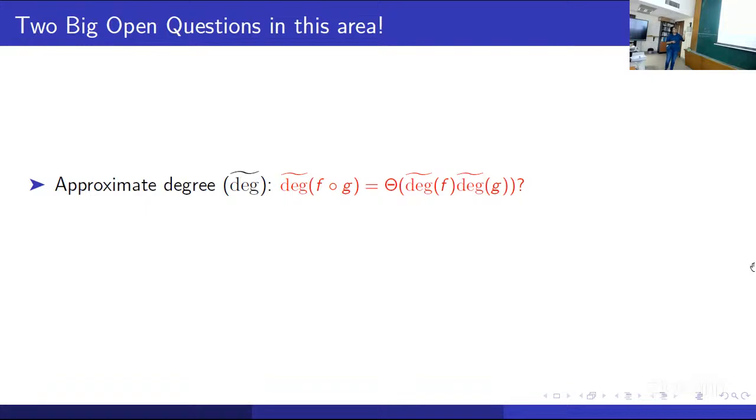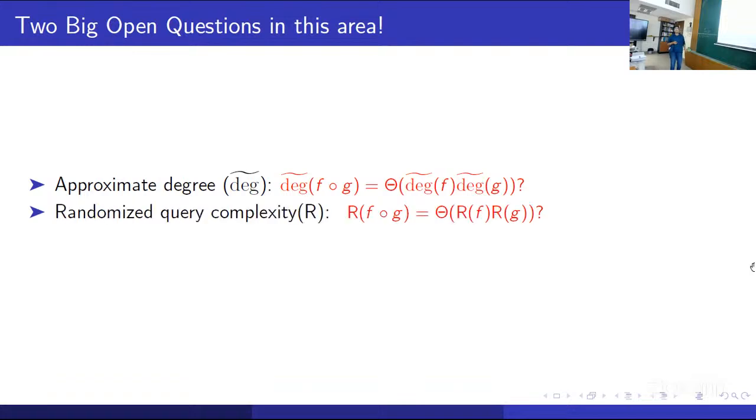Except there are two big open problems where we don't yet understand how they behave under composition. One is approximate degree and the other is randomized query complexity. Both are very classical, well-studied and old complexity measures, not new ones, but we don't understand how they behave under composition. So now we'll move on, and I will define them one by one.